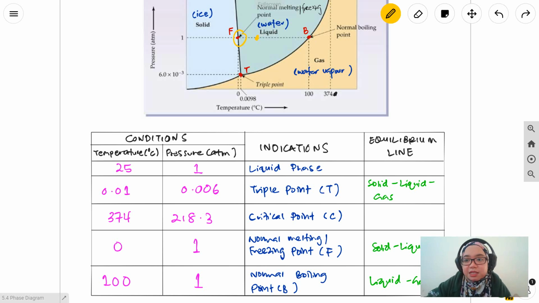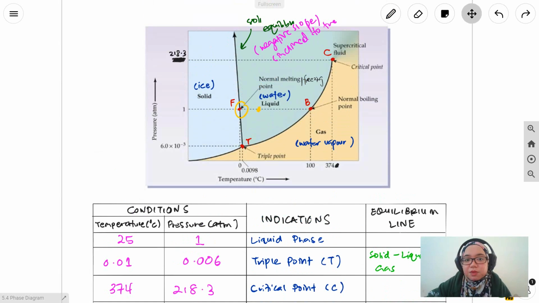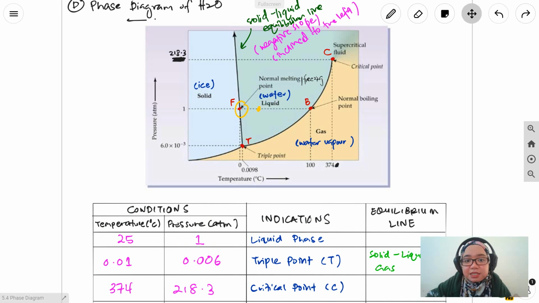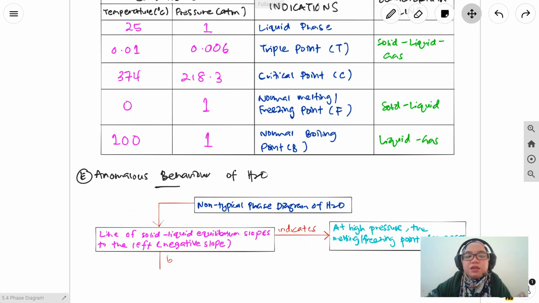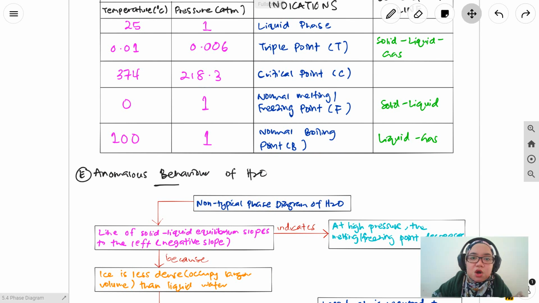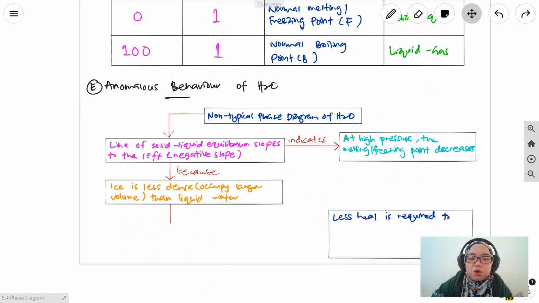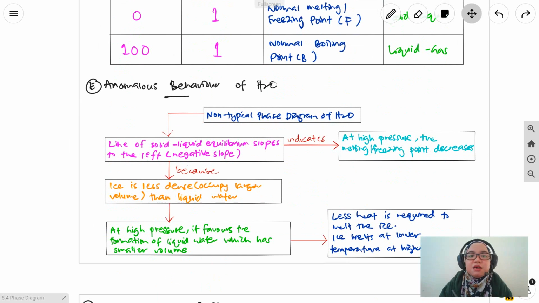Alright. So now we are going to explain why this solid-liquid equilibrium line of the water phase diagram is inclined to the left, with a negative slope. This is due to the anomalous behavior of water. So phase diagram of water ni dia tak typical lah, dia lain daripada yang lain, dia anomalous. Kenapa? Let's see the explanation here.